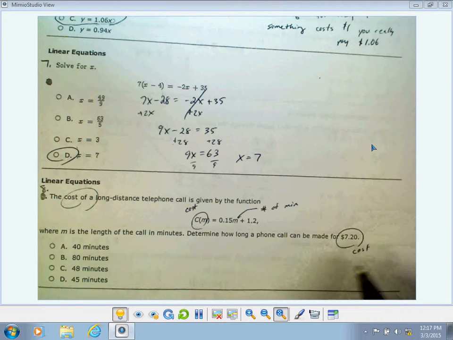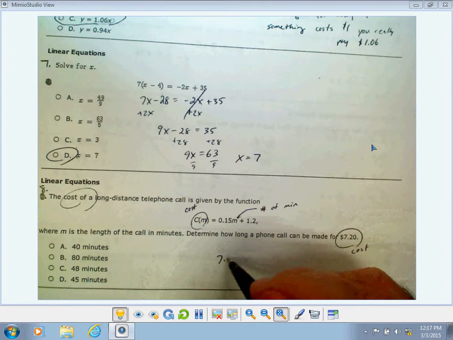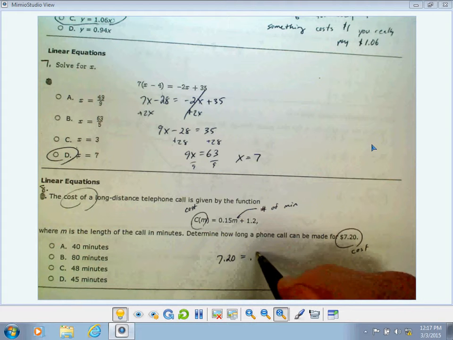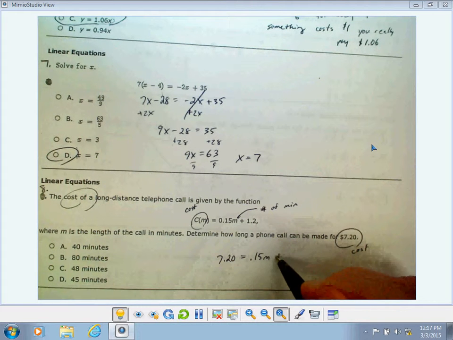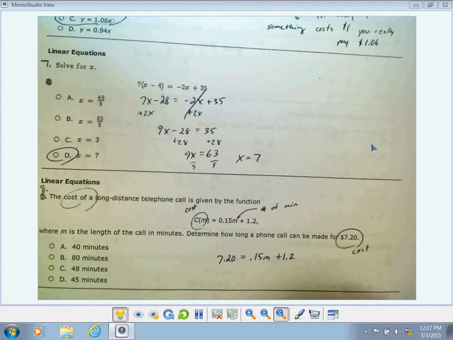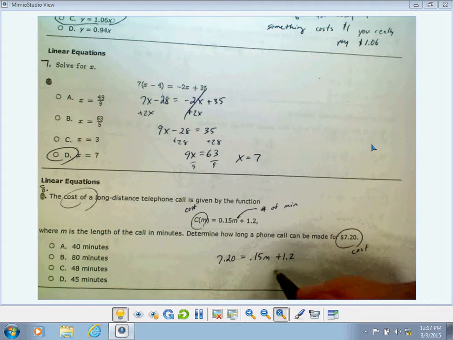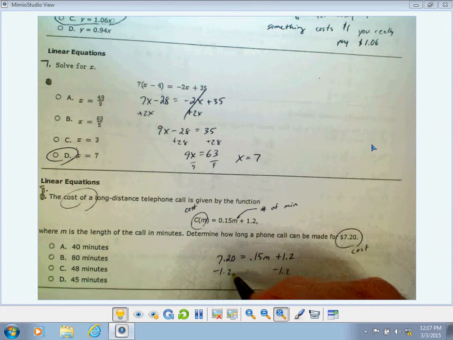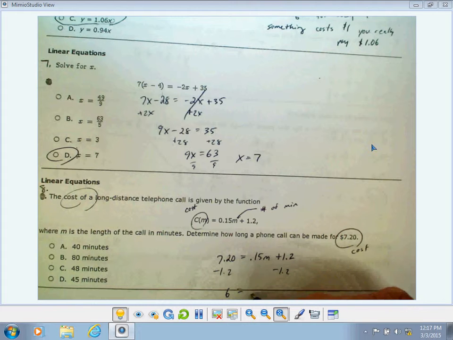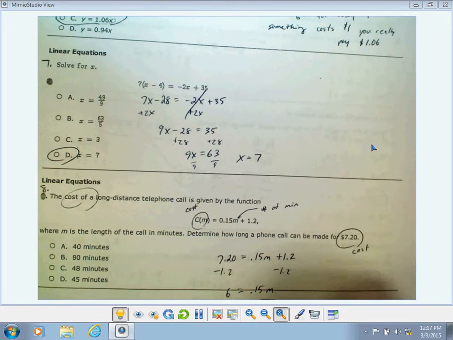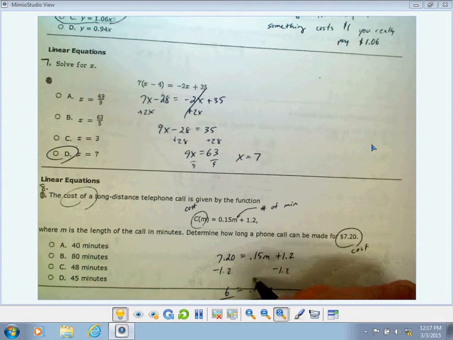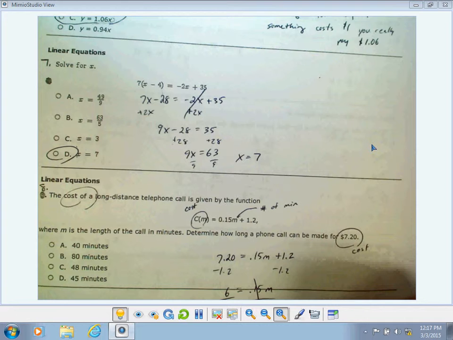So instead of writing the variable for cost, I'll write 7.20 equals 0.15m plus 1.2. Now I've got to solve it for m. I'm going to subtract the 1.2. I get 6 equals 0.15m. Then I'm going to divide by 0.15, so that cancels. I'm going to get a value for m.